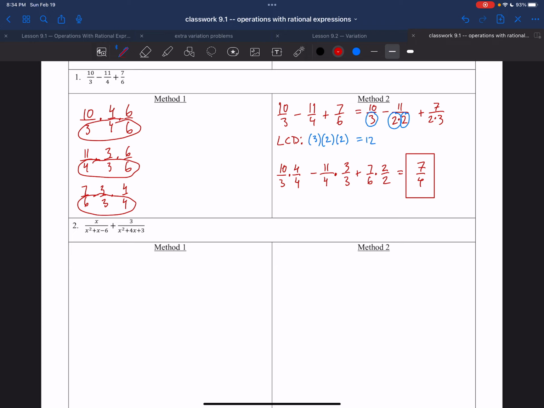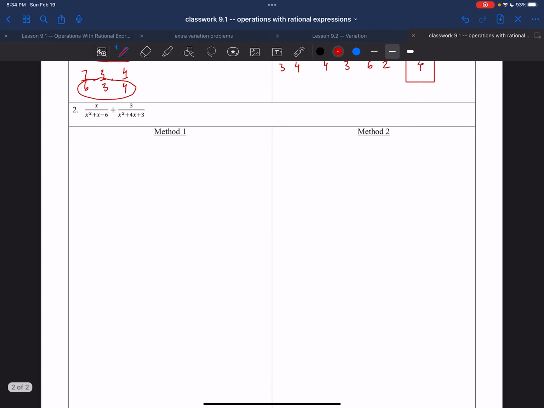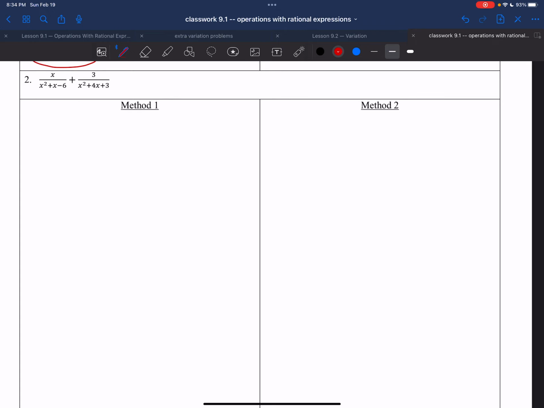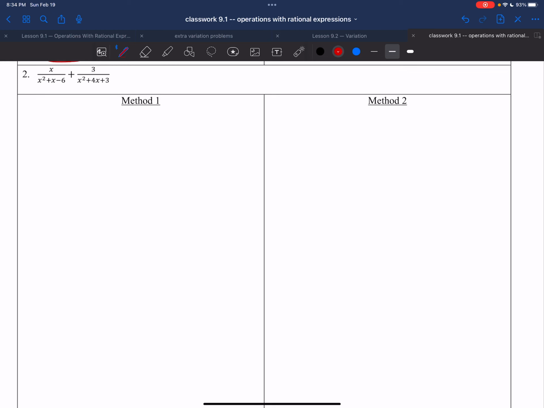That way you can do it with algebra. So I'm going to move on to number 2 here. And by the way, I'm not going to bother with method 1. Method 2. Well, I said you need to factor your denominators.